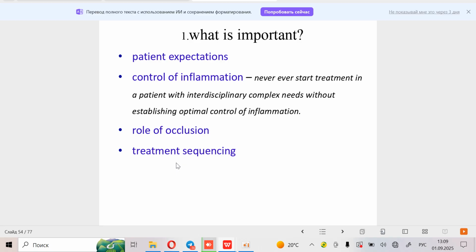With inflammation in the tissue, never start orthodontic treatment, never start fixing implants and other adhesive restorations and other dentition.